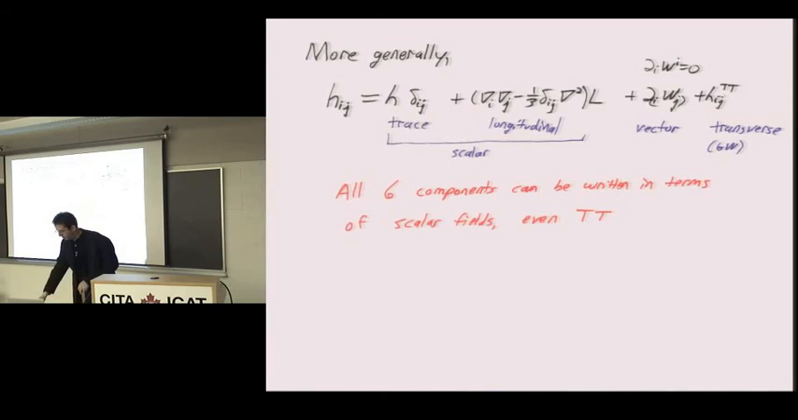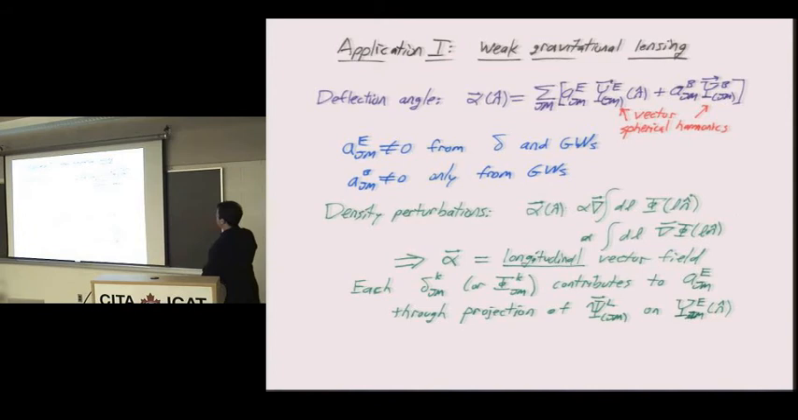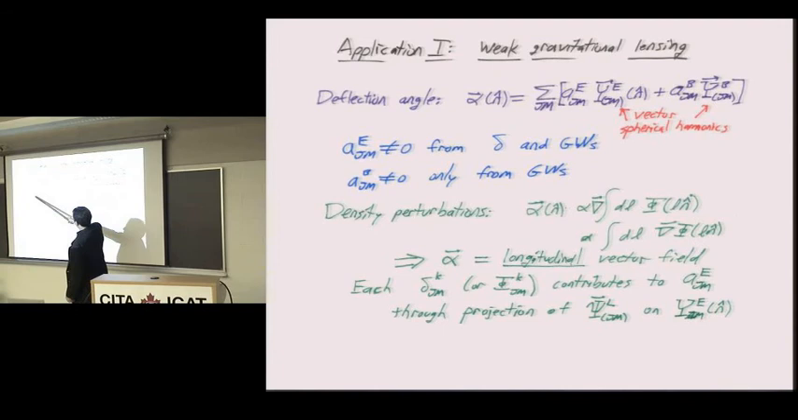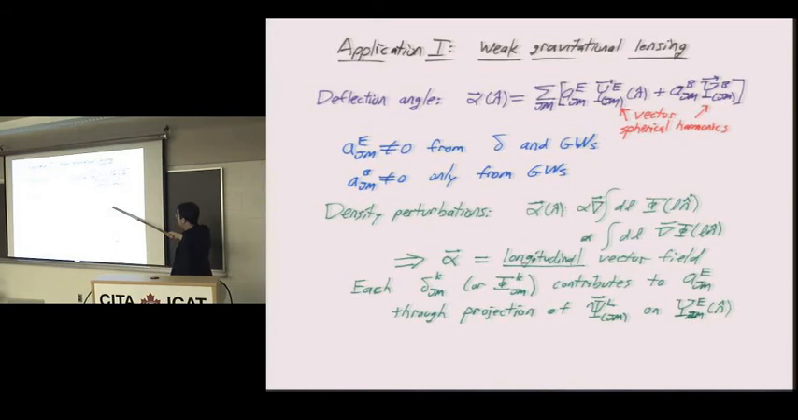So, one application I've already discussed for a little bit: weak gravitational lensing. We calculate a deflection angle on the sky, alpha, as a function of position in the sky. And this you usually decompose into vector spherical harmonics, E mode and B mode. What you know is that you get the E mode from both density perturbations and gravitational waves, but the B mode only from gravitational waves. Density perturbations give rise to gravitational lensing because the deflection angle alpha is just the gradient of a projected potential, an integral along the line of sight of the gradient of some potential, which is a scalar field. So phi is a scalar field.